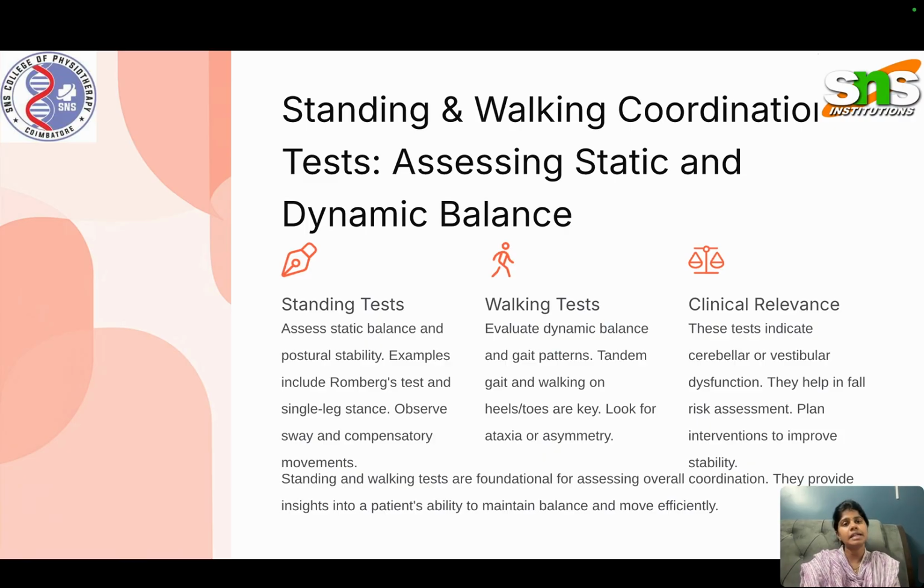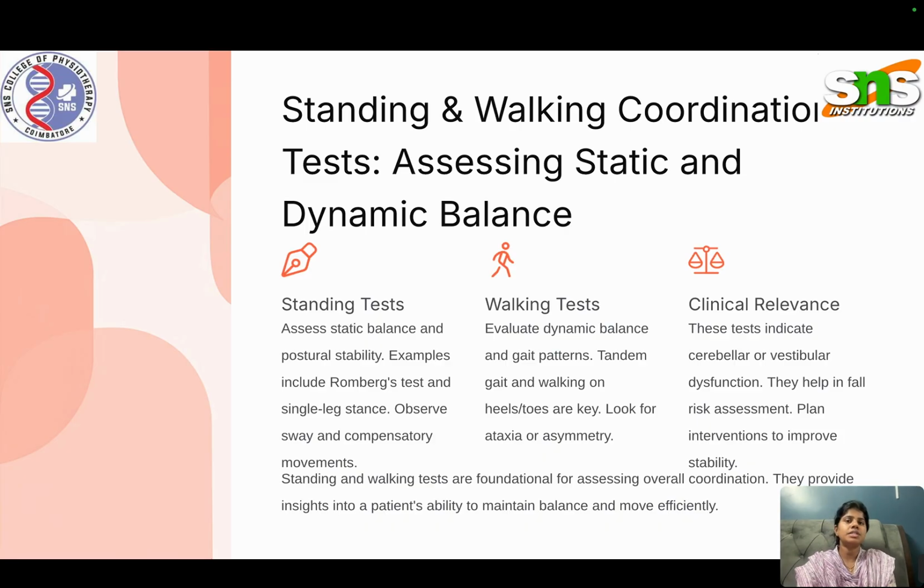As we all know, static balance is the balance gained during a static position like sitting or standing. Whereas dynamic balance is the balance that happens during walking or doing some activities. It is nothing but moving, not a static one. That is said to be a dynamic one.